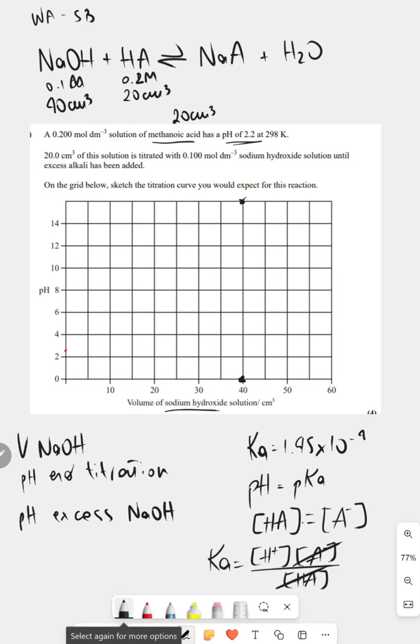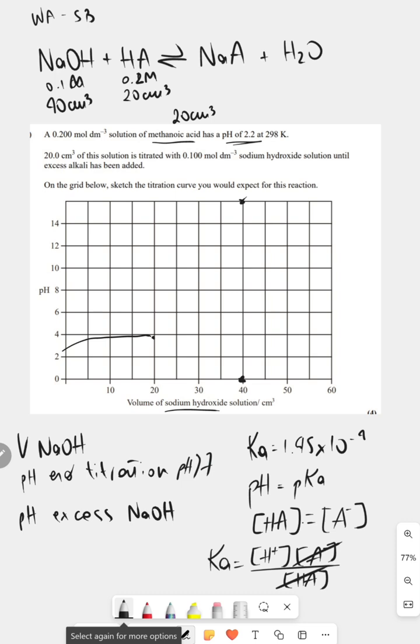Okay, and so in this case, it's going to be 3 point something. I know that at half neutralization point, so around 20 cm³, I'm going to have a 3 point something. As you can see, we now have two points that we can plot. Maybe we could do a little bit better, obviously, but something like that. Okay, then we can calculate the pH at the end of titration. We know that the pH is going to be above 7.